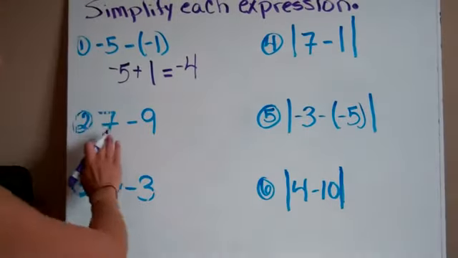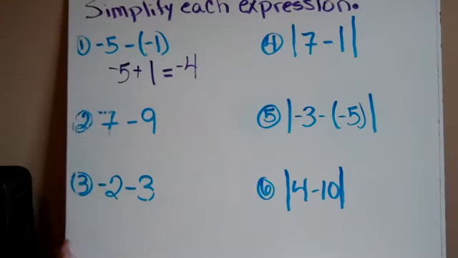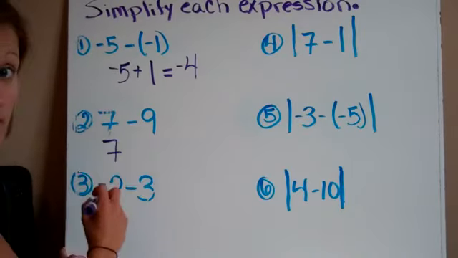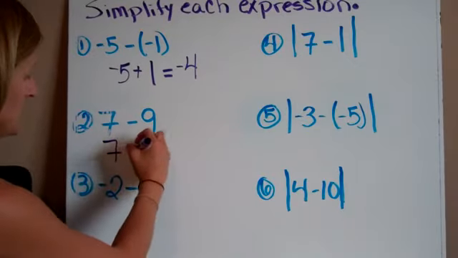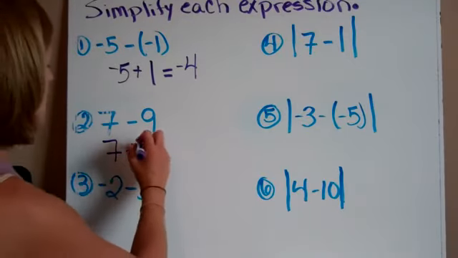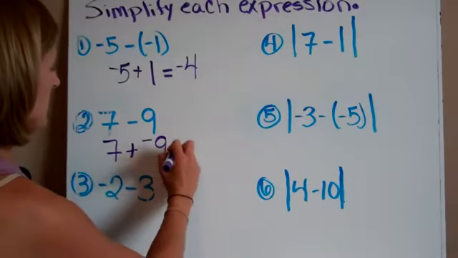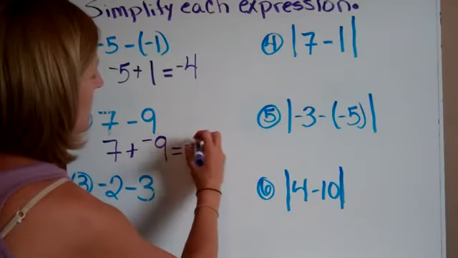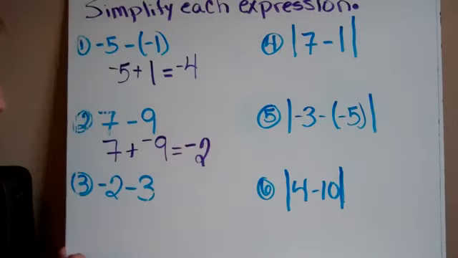Now the next one is 7 minus 9. Do the same thing. Keep, change, flip. 7 stays the same. Minus becomes a plus. Positive 9 becomes a negative 9. And 7 plus negative 9 is going to give me a negative 2.